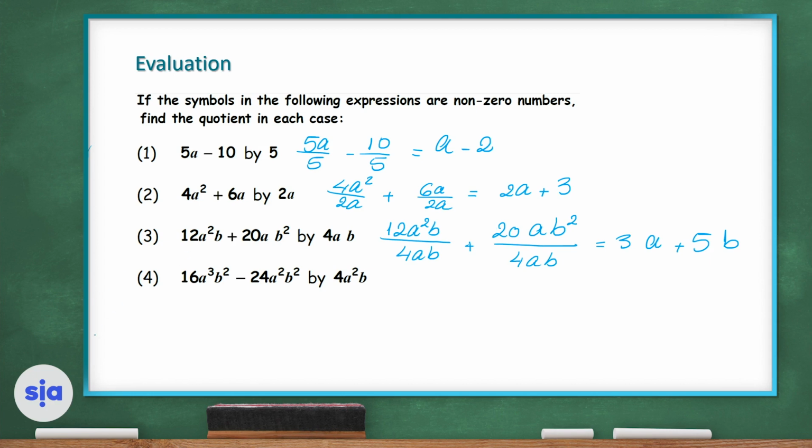Question 4, 16a power 3 b squared divided by 4a squared b minus 24a squared b squared divided by 4a squared b. So the final result, 16 over 4 is 4, a power 3 over a squared is a, b squared over b is b, minus 24 over 4 is 6, a squared over a squared is crossed out together, b squared over b is b.